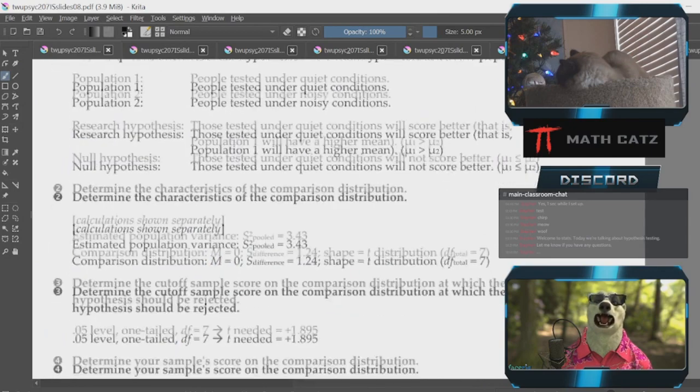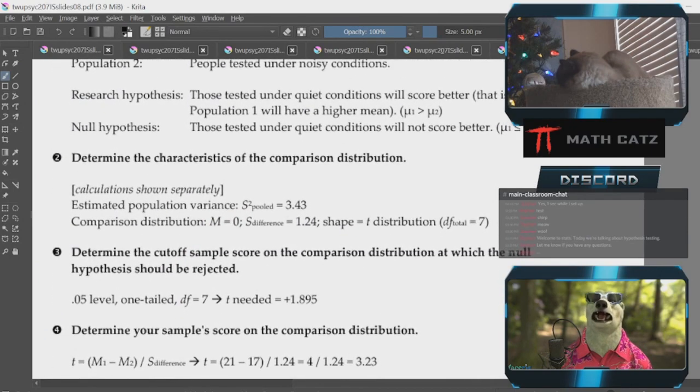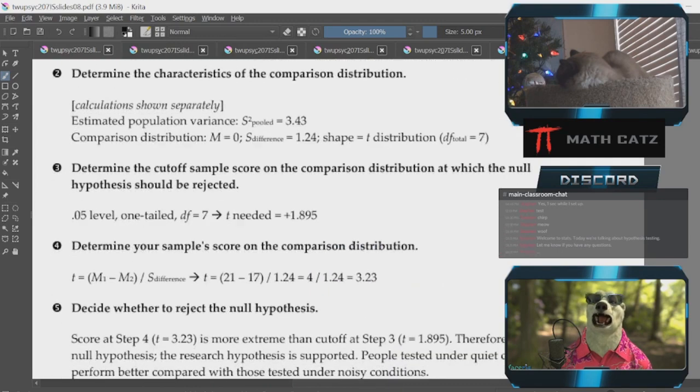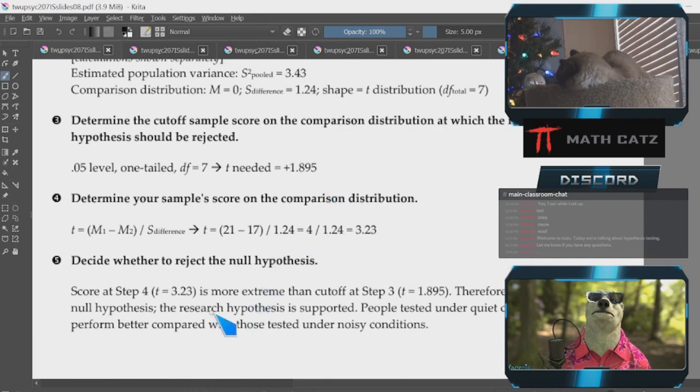So we get our cutoff according to our alpha and one-tailed or two-tailed. We then calculate our t-score as 3.23 and compare it to the cutoff. Well, it's way further than the cutoff, more extreme, therefore we reject the null hypothesis in favor of the research hypothesis. People tested under quiet conditions perform better, the evidence suggests, than those tested under noisy conditions. So once we go through this a few times, it does get better.